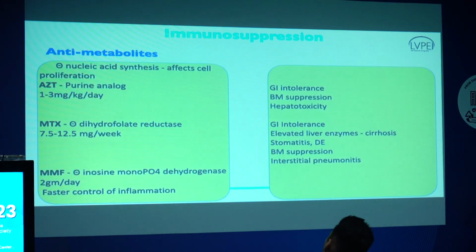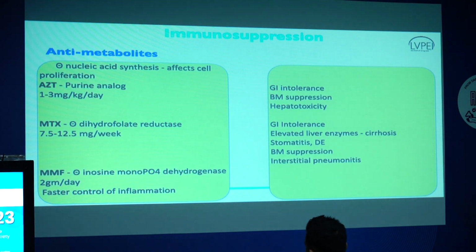The other drugs that we use are the antimetabolites, which inhibit nucleic acid synthesis, and they affect cell proliferation. Some of these drugs, the short forms are AZT for azathioprine, MTX for methotrexate, and MMF, which is mycophenolate mofetil. All these drugs help us in bringing down the inflammation, and they act on purine analogs like azathioprine, the dose being 1 to 3 milligrams per kilogram per day.